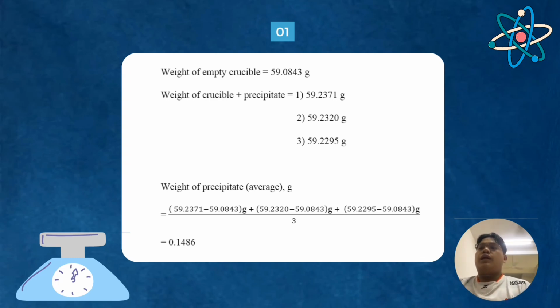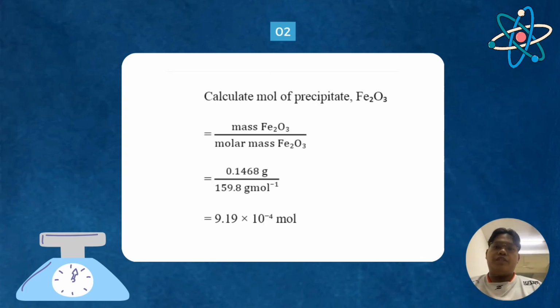Okay, after we get the readings, we search for the precipitate weight, which is we subtract the empty crucible weight from the crucible with precipitate weight. So after we get the weight of the precipitate, we take an average, which is we sum them up and divide by 3. For the final value, we get 0.1486 gram.